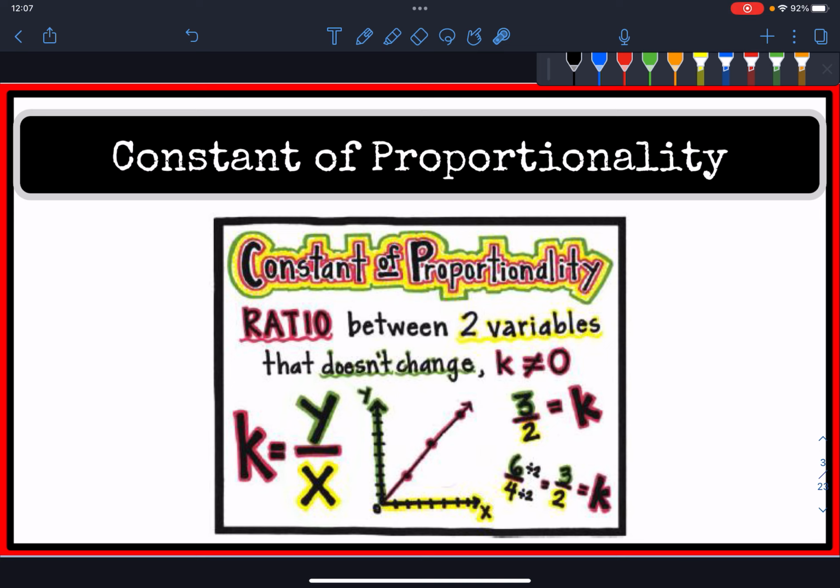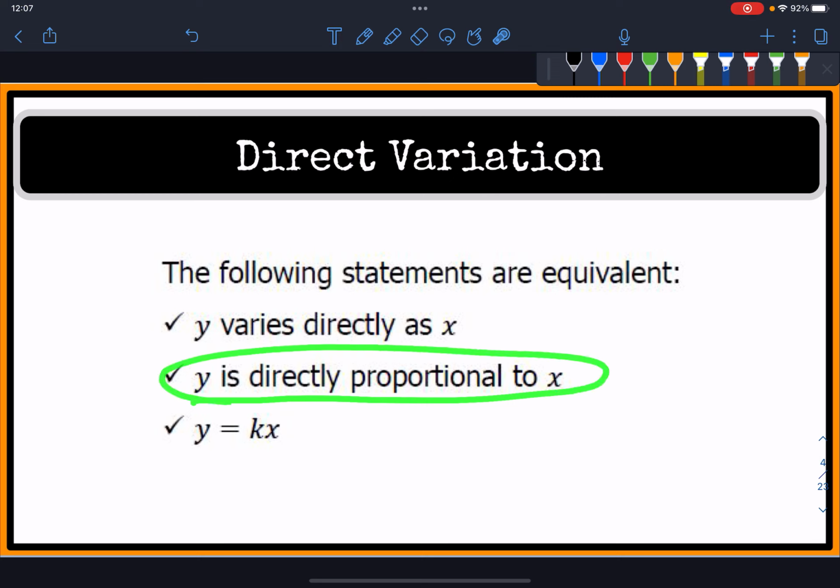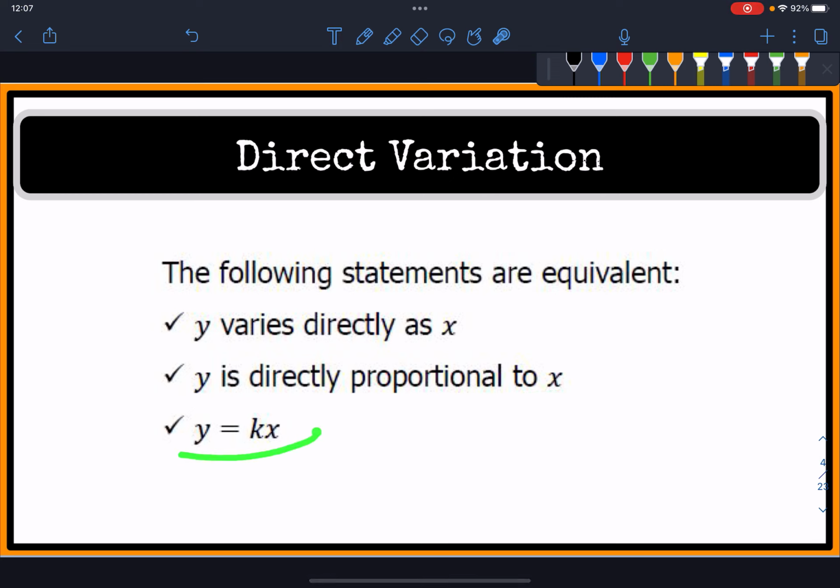And as I stated earlier, we use the equation y equals kx when we say that y varies directly as x, or that y is directly proportional to x. These two statements imply that we have the equation y equals k, a constant, times x. So let's look at some examples of direct variation.